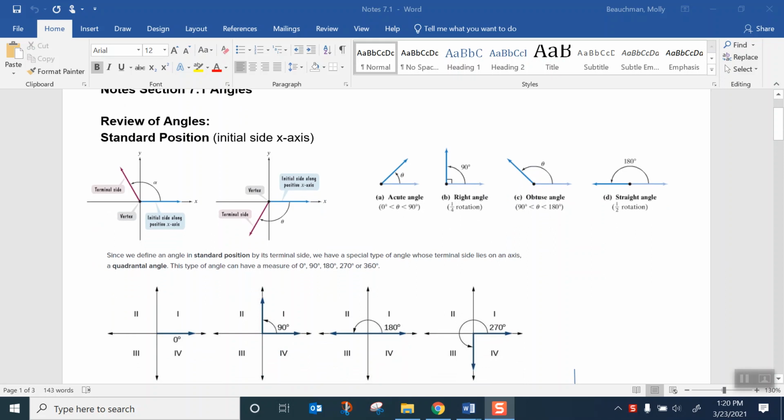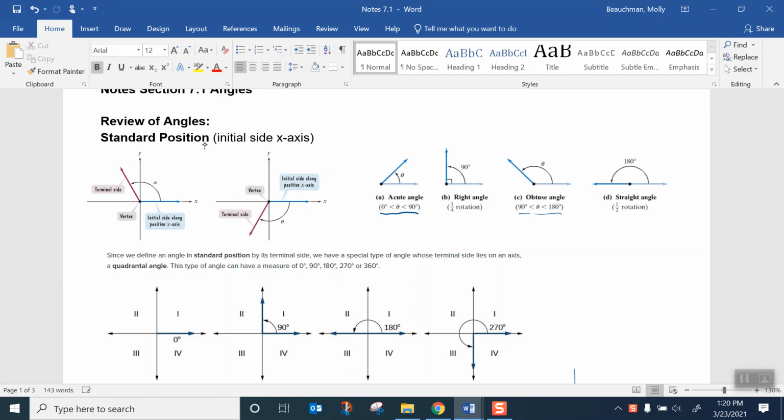There's an acute angle. I'll get to standard position in a second, but there's an acute angle. It's between 0 and 90 degrees. A right angle is exactly 90 degrees. An obtuse angle is between 90 and 180 degrees. And a 180 degree angle is a straight angle or half a rotation.